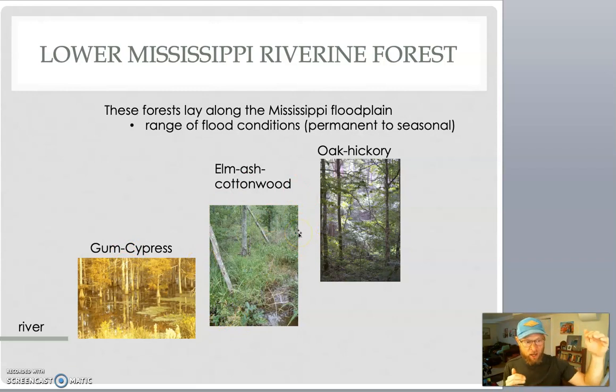And then once you get to the uplands where we don't have flooding, we transition back into those oak hickory forests, which dominate much of this western part of the eastern US that we're talking about. So those are our three dominant forest cover types in this particular region.